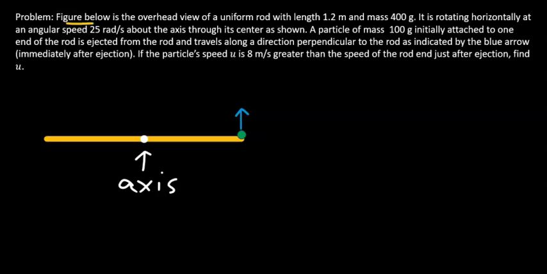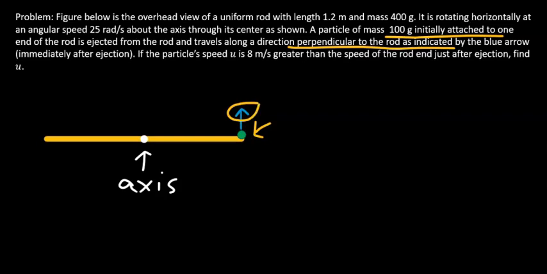Problem 3. The figure below is the overhead view of a uniform rod with length 1.2 meters and mass 400 grams. It is rotating horizontally at an angular speed of 25 radian per second about this axis right there. It is an axis through the center and perpendicular to the page, so the rotation is like that. A particle of mass 100 grams initially attached to one end of the rod is ejected from the rod and travels along a direction perpendicular to the rod as indicated by that blue arrow.